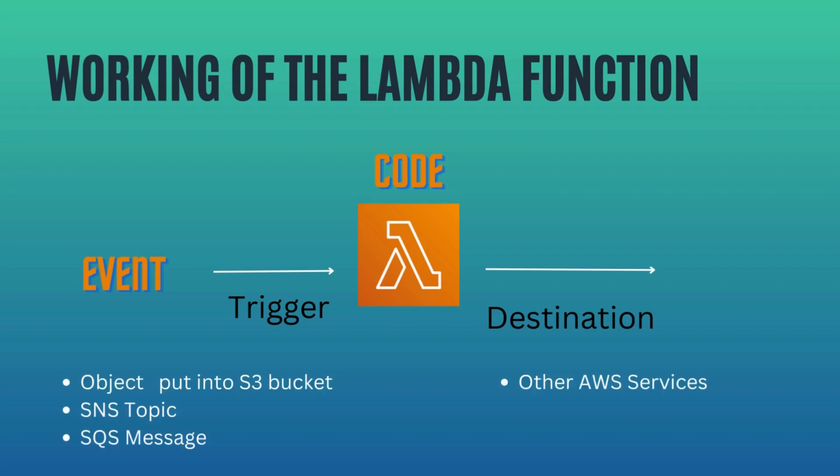The events which can trigger a Lambda function can be something like putting an object into an S3 bucket, an SNS topic, or a simple message coming from an SQS queue. Any of these, or there are many events which can be used to trigger the Lambda code and execute the code.